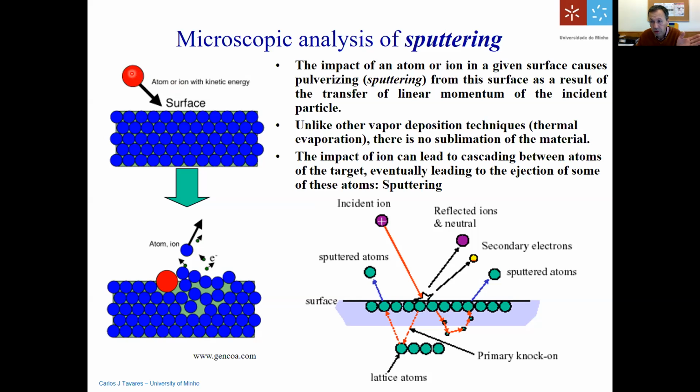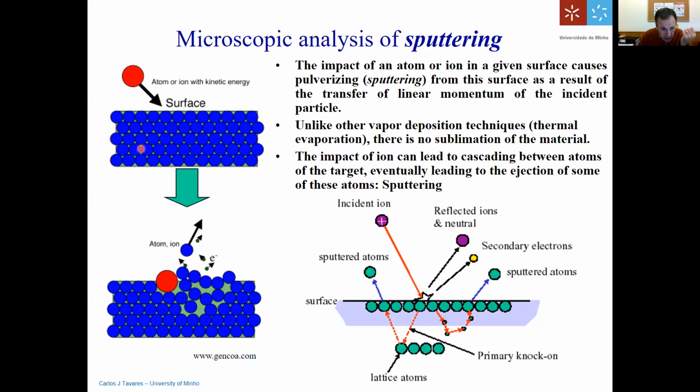If you compare it to thermal evaporation, I told you that the maximum energy would be around 1 electron volt, but in most cases it's about 0.5 electron volts, okay? And when this ion impinges on the surface, it has to have more energy than the bonding energy of the atoms of the target. And if the energy is higher, it will create this cascade that you see here, okay?